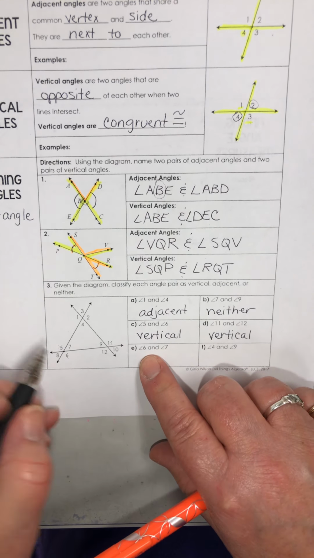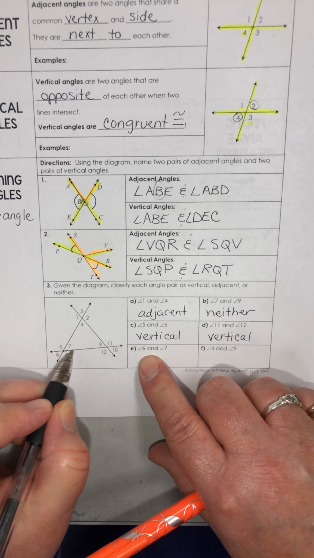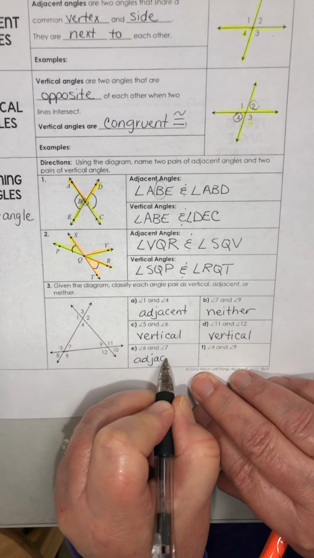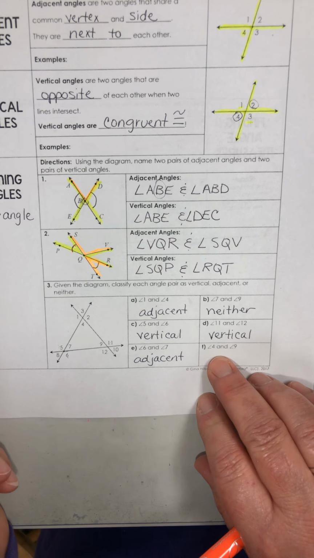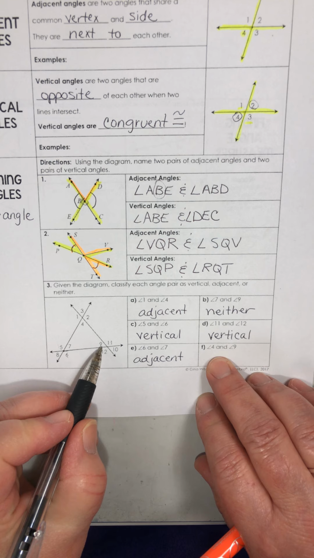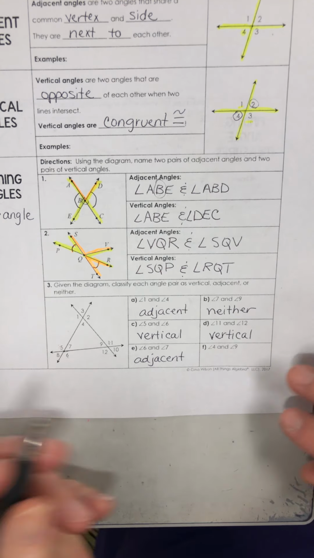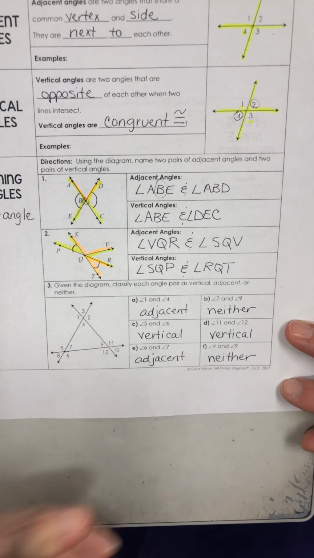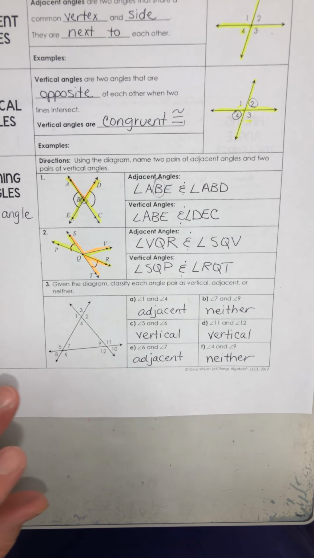Looking at angles 6 and 7. Angles 6 and 7 are sharing this side right here, and so they are adjacent to each other. That's their relationship. And finally, we're looking at angles 4 and 9. They're not opposite. They're not next to each other, so I would say that they are neither. Okay, so adjacent and vertical.